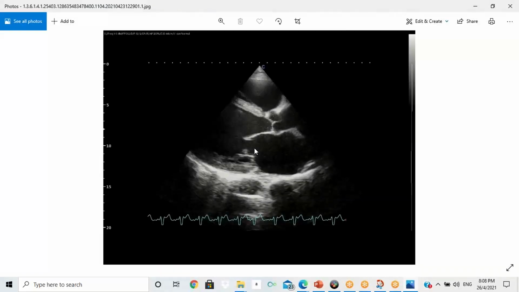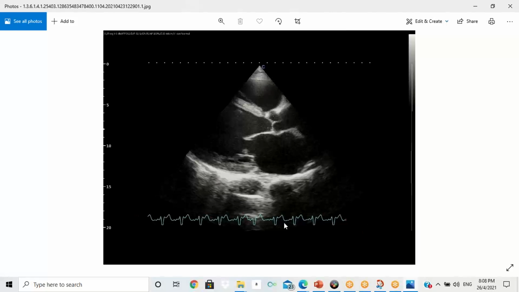Okay, so this is a diastolic frame because the mitral valve is open. Left atrium, left ventricle, posterior wall, septum. See, it's diastole, aortic valve is closed. This is your aortic root and the ascending aorta. This is the right ventricle.